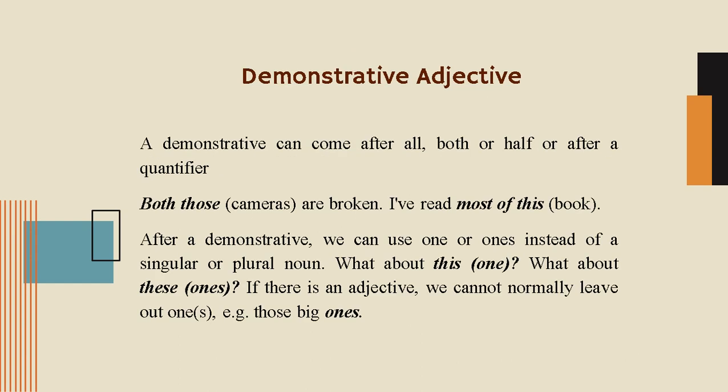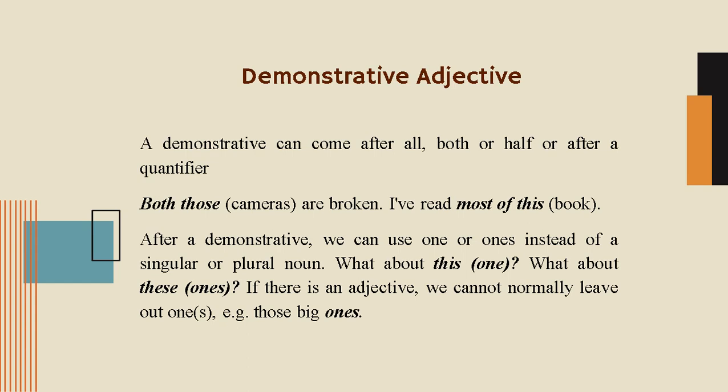Alright, I will continue the presentation about demonstrative adjective. Well, a demonstrative can come after all, both, or half, or after a quantifier. For example, both those cameras are broken. And I've read most of this book.